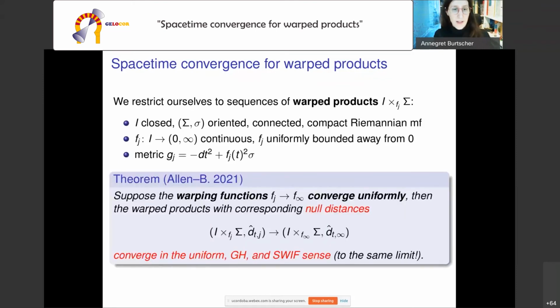And what we showed is that if you assume that the warping functions converge uniformly, and therefore also the limiting warping function will be continuous, then the warped products with the corresponding null distances converge in the uniform sense, in the Gromov-Hausdorff sense, and in the Sormani-Wenger intrinsic flat sense, and the limit will always be the same. And this is a very elaborate proof, but I just want to give some ideas of how it's built up and why it works.